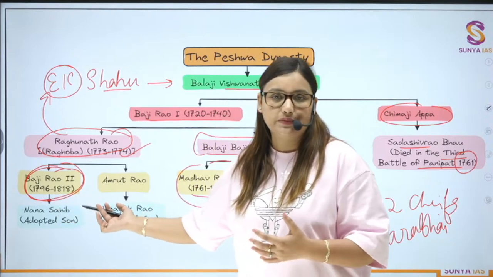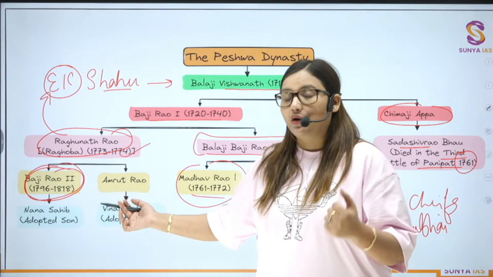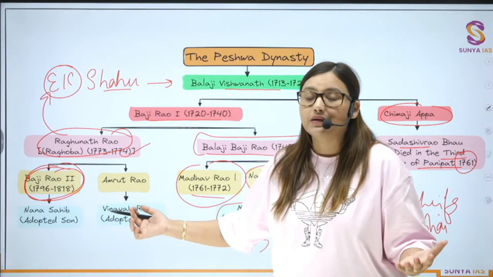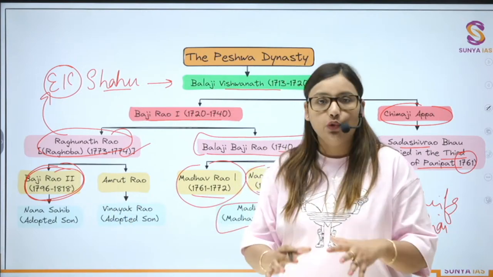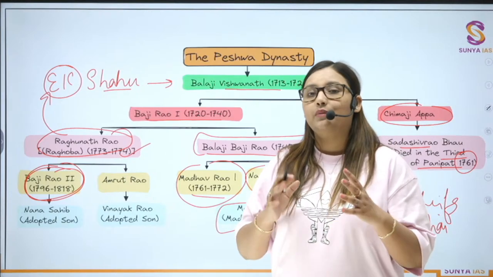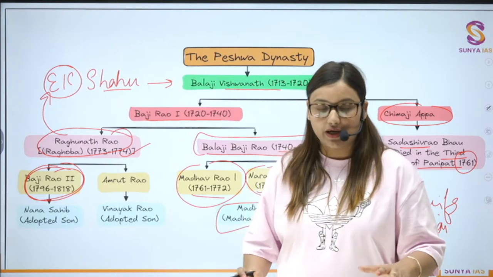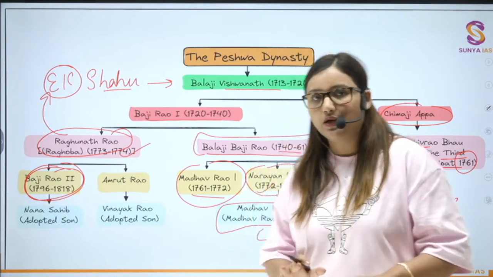Then we will see the Third Anglo-Maratha War, in which later you'll see that Baji Rao II will realize his mistake and will try to conquer the powers again, and will take help from his family members, but by that time it was too late, and that's why in the Third Anglo-Maratha War the Marathas lost completely and the Peshwaship was abolished. Okay, so this is the story which we need to understand today.